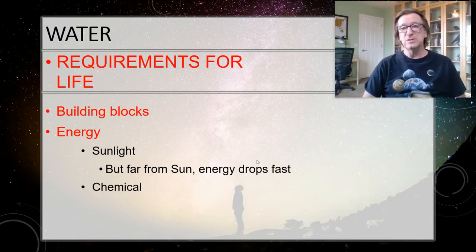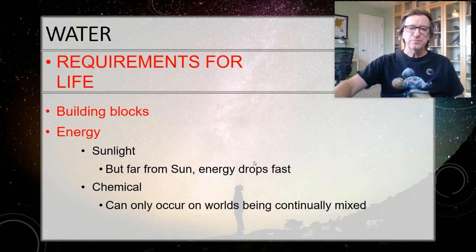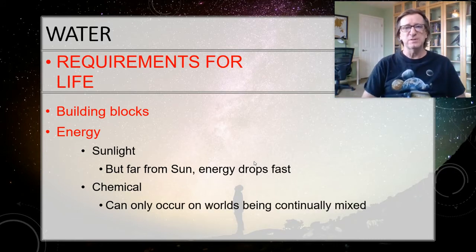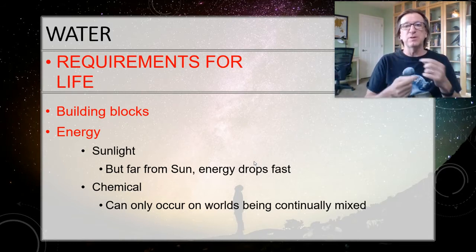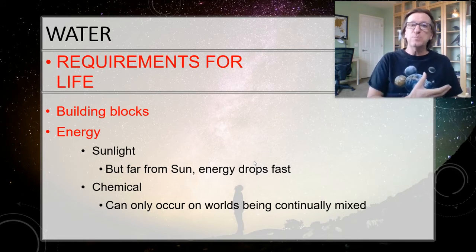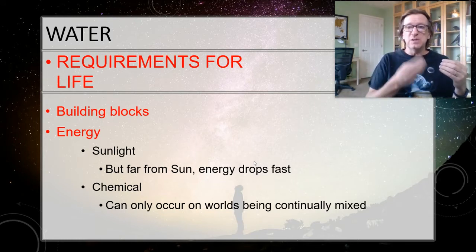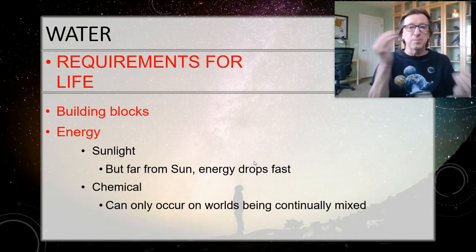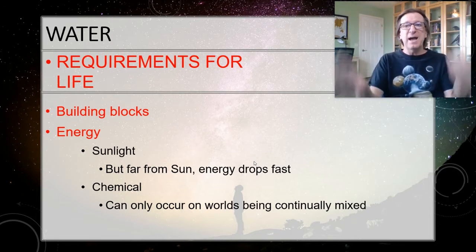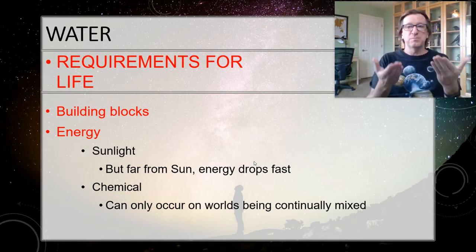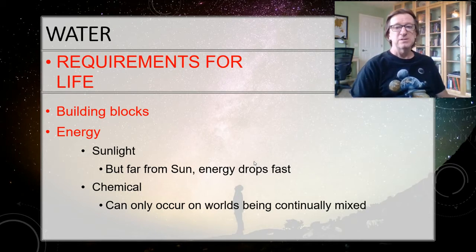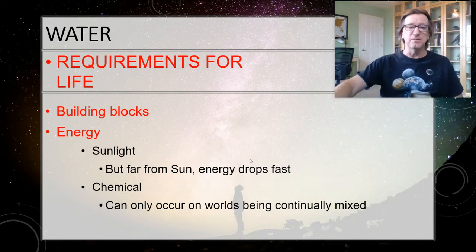Possibly a better way is to use chemical energy. Again, though, this can only occur on worlds that are being continually mixed, that are volcanically active. Because you think about it, the life form is going to take in those chemicals in the environment and mix them, or whatever it does, to release the energy from that. There's going to be waste products from that. That's normal. There's no such thing as a perfectly efficient system. So there's going to be waste. Those chemicals are going to get used up. We need something that's going to break apart those waste forms and put them back into the form they need to be taken back up by the life form. So there has to be a continual mixing of these elements.